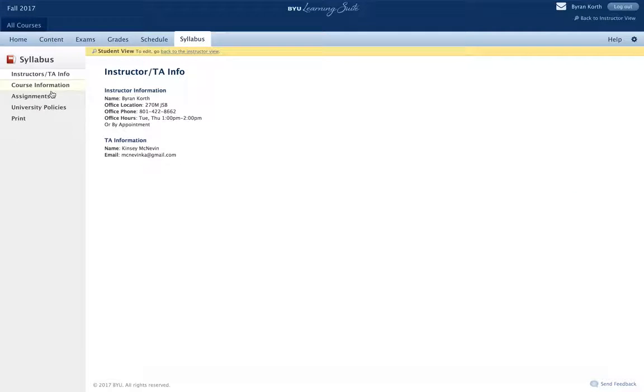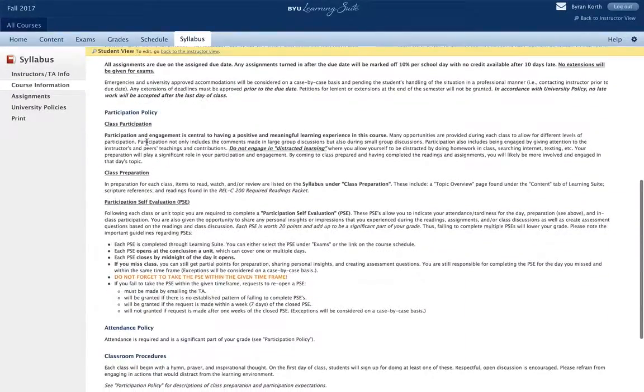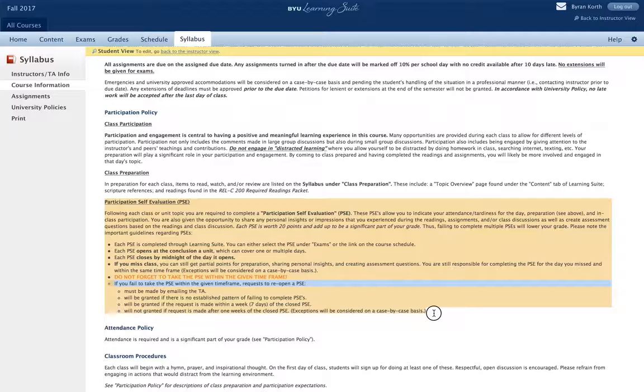Lastly, just so you can see where these guidelines are, if you go to the syllabus under course information, you'll see the participation policy, and here are these guidelines that I just reviewed for you as to when they are due and when you need to complete them and so forth.